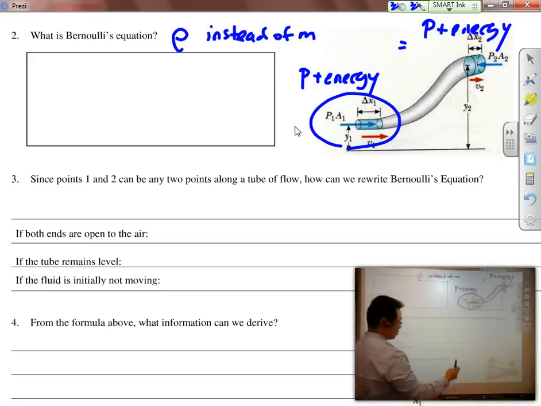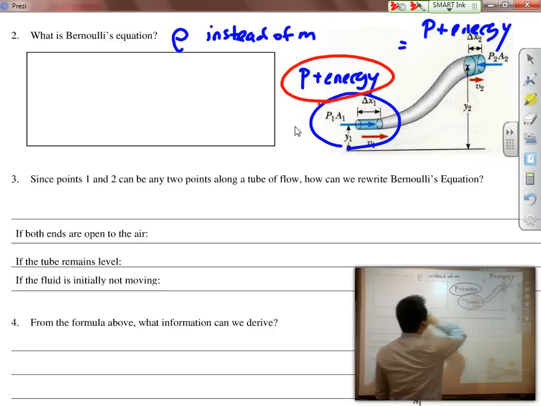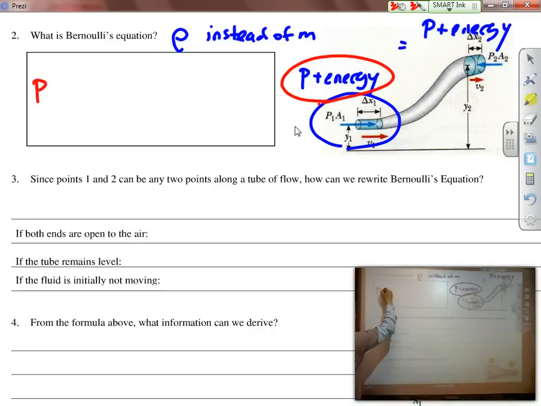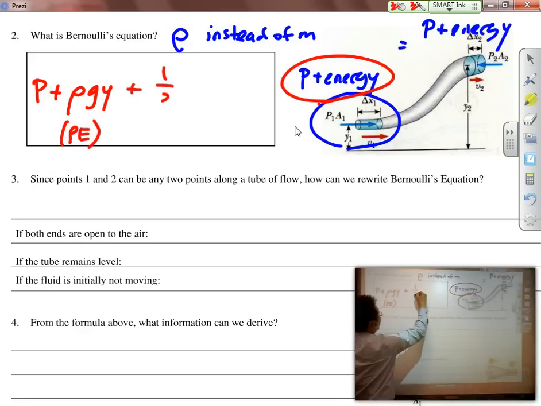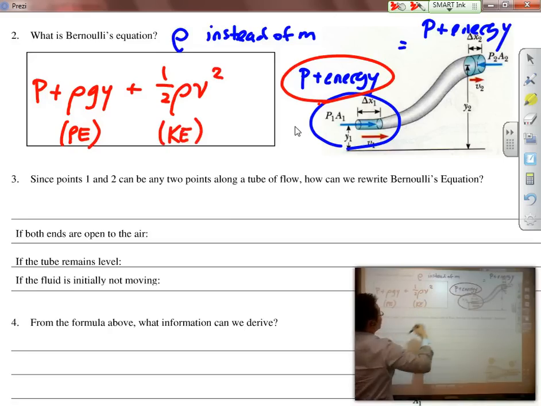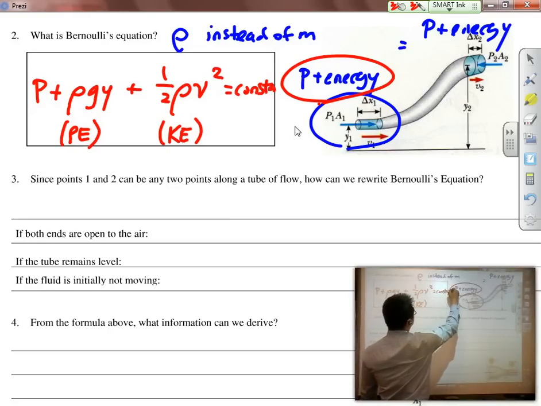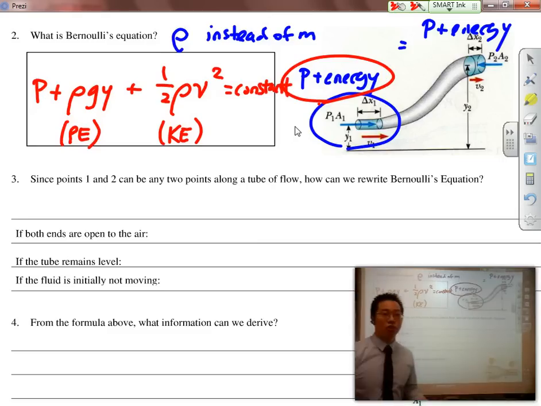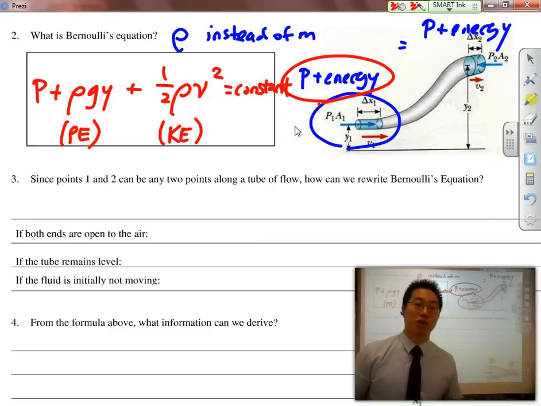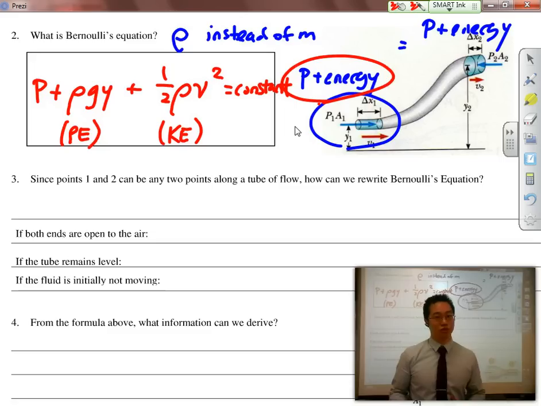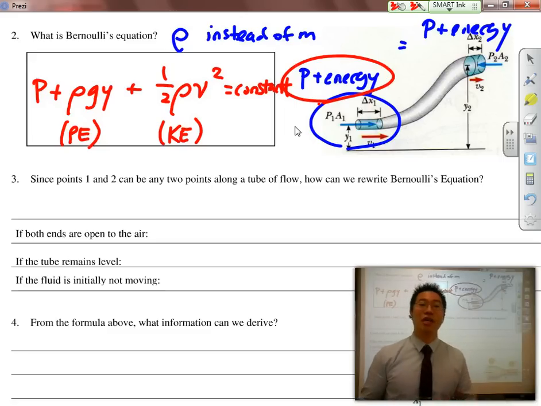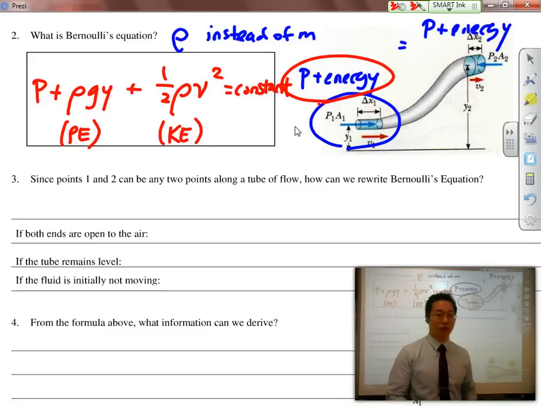So basically, if we're talking about the energy at this location, it's going to be pressure plus the potential energy, which is rho g y, so that's potential energy, plus kinetic energy, which is 1/2 rho v squared, and that's going to be your kinetic energy. And this is a constant value. So we can set P1 plus rho g y1 plus 1/2 rho v1 squared equal to P2 plus rho g y2 plus 1/2 rho v2 squared. It's basically saying pressure plus energy equal to pressure plus energy at a different location.